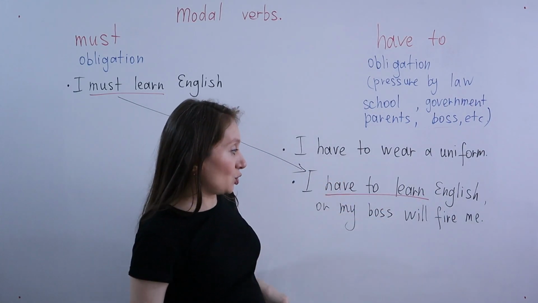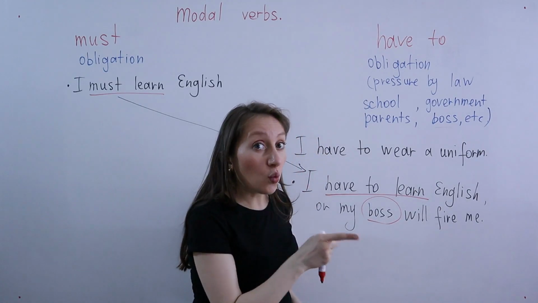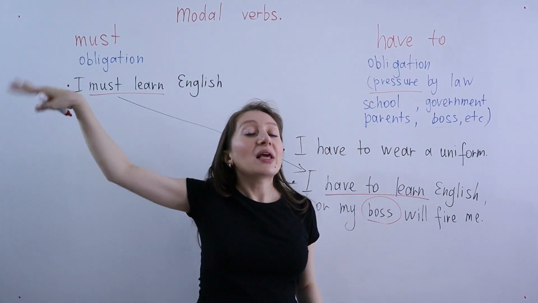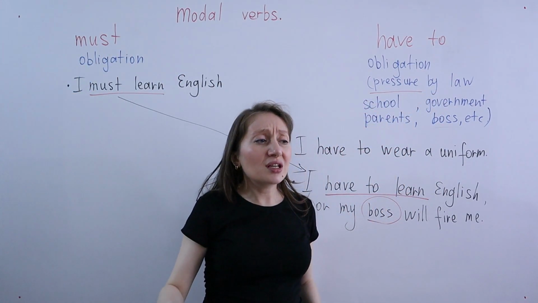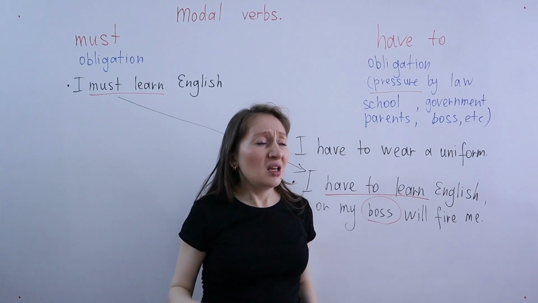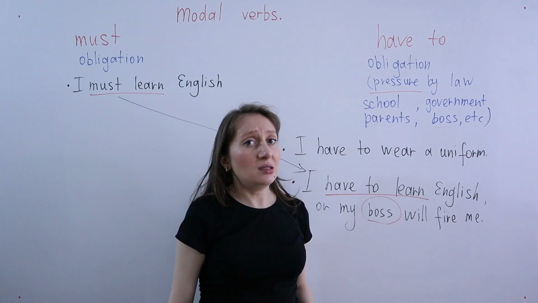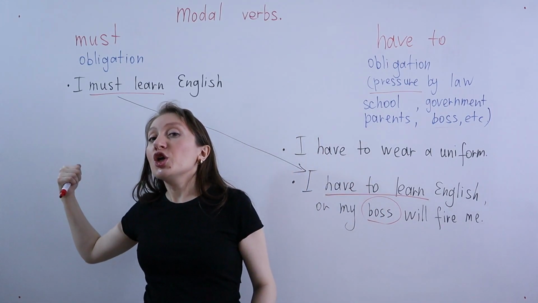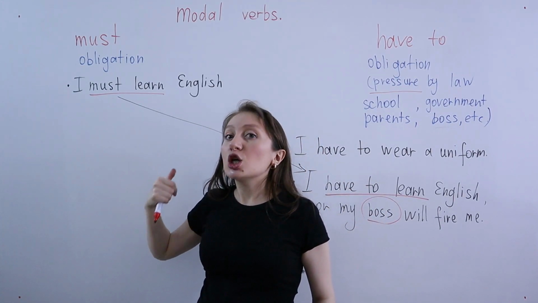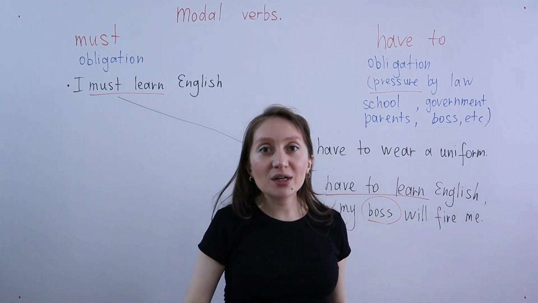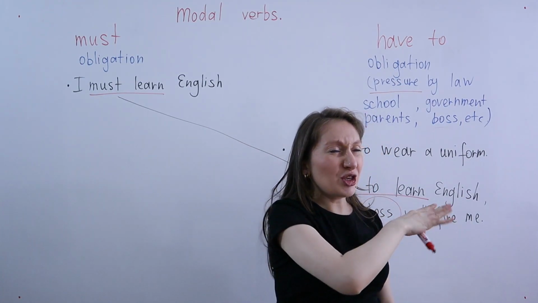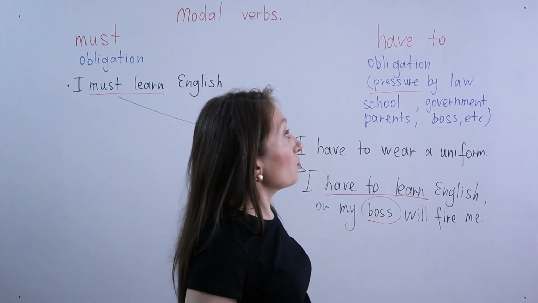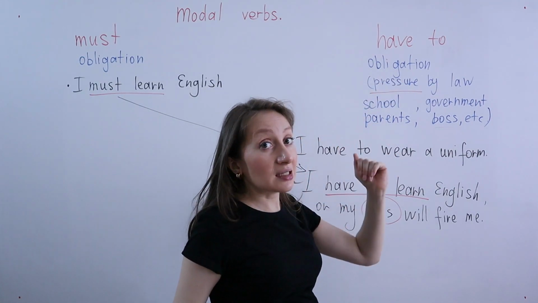But in this kind of situation, you see that there is a boss who wants it. That is the difference. There is a pressure by somebody else. I have to learn English because my parents want it. I don't want it, but my father wants it. It's not my choice. That is the difference. There is a pressure here. Here, it's usually your choice, your decision, all right? So I must do it. I have to do it. It's like you don't want it so much, okay? So that is the difference between must and have to. There is a pressure by somebody.